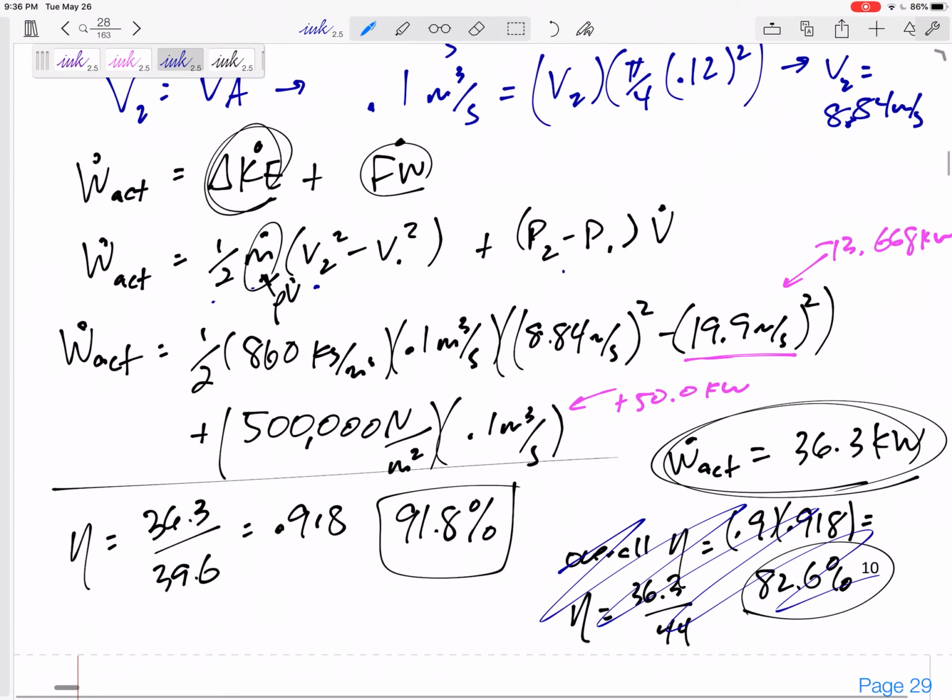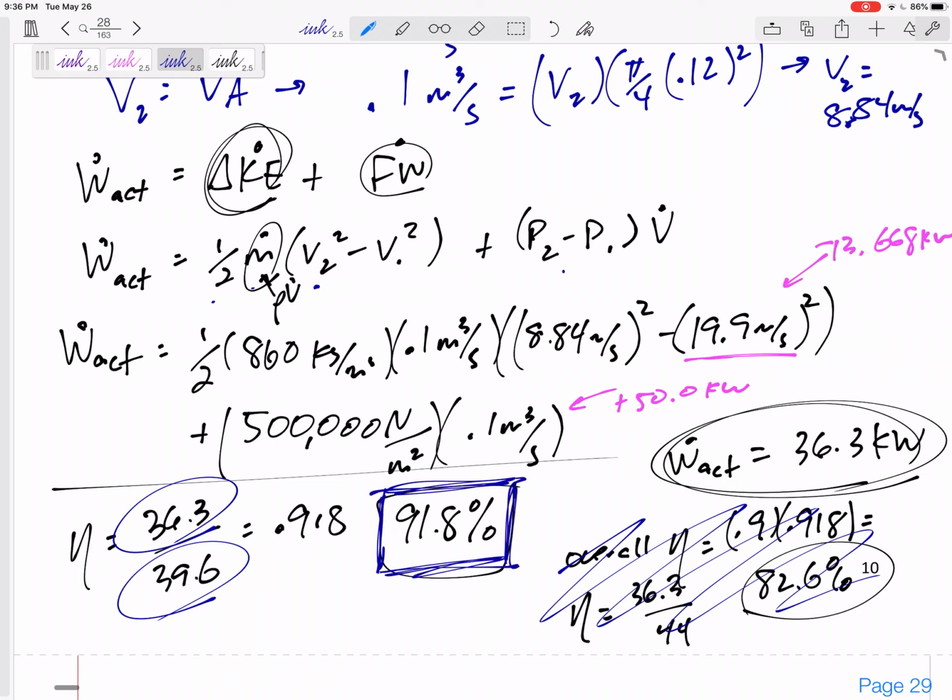And it's okay that one was positive, one was negative. We finally got the actual work over how much it's getting from the motor to get the mechanical efficiency. Here's my final answer: 91.8% is the mechanical efficiency of just the pump. Just the pump.